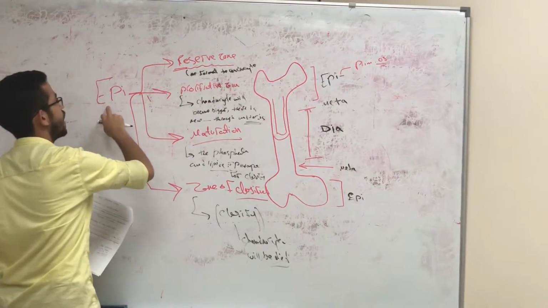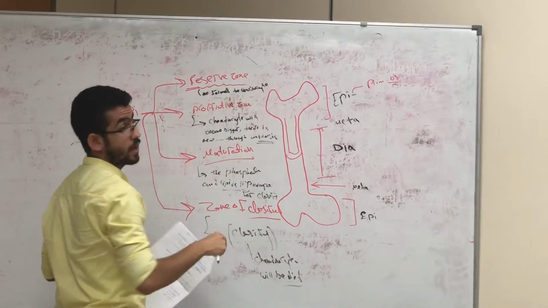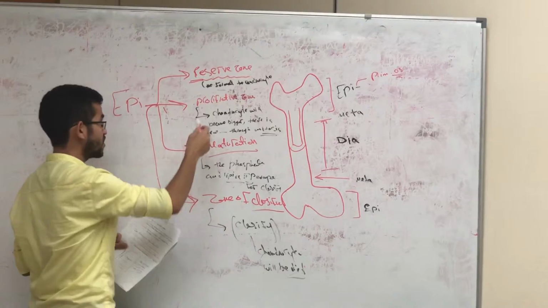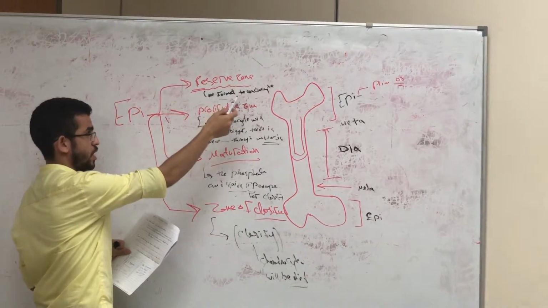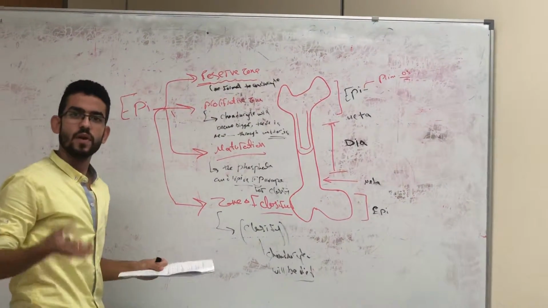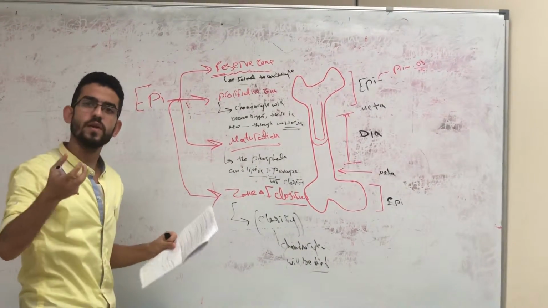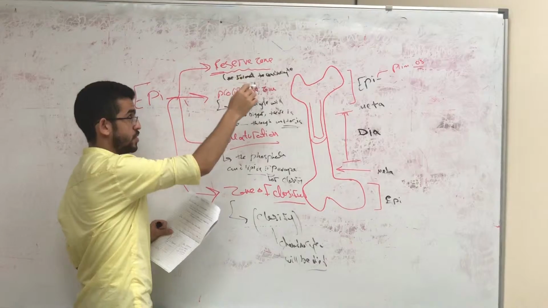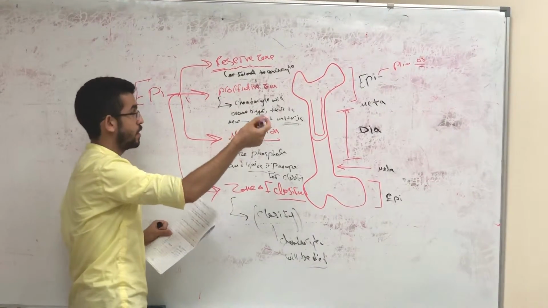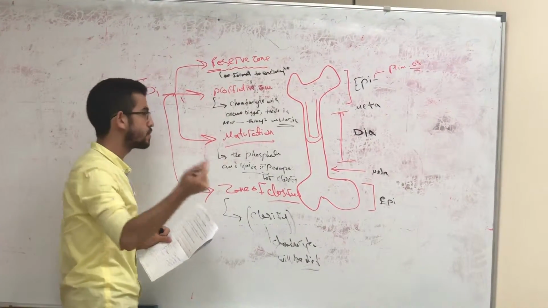The epiphysis has four zones. Each zone has a different function. Our first zone is the reserve zone, which forms the chondrocytes. The chondrocytes, these cells, are the cells which will form the new bone. The reserve zone, as I mentioned, will form the chondrocytes, and the chondrocytes will be small.